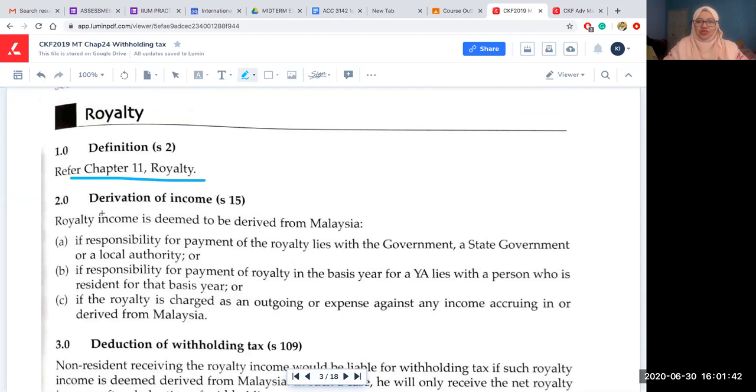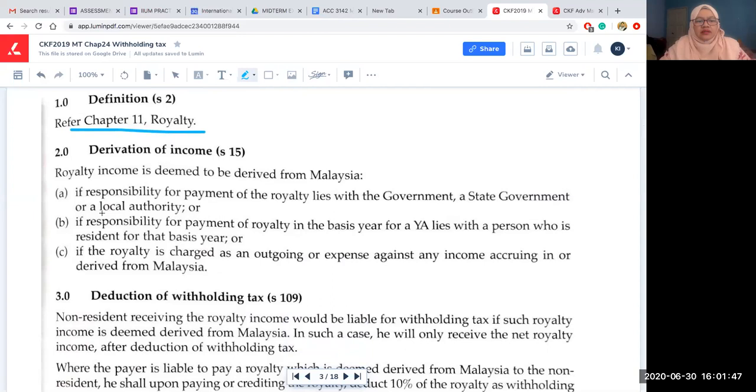Number one, it says that royalty income is deemed to be derived. Derived by whom? Who actually received the income? Payer or non-resident? Non-resident. Who actually should pay tax? Payer? No, wrong. Who received income? Non-resident. Who pays tax? The non-resident should pay tax.